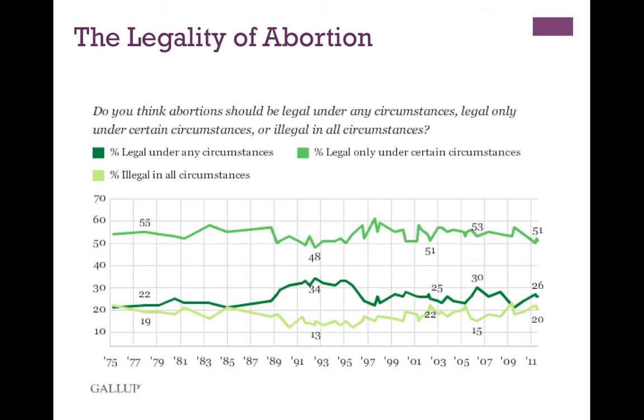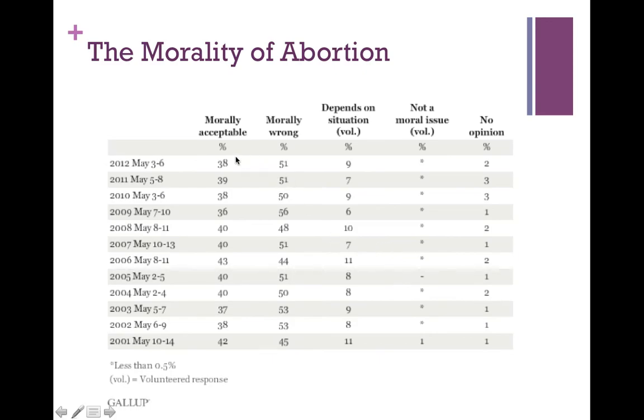But what I want to show you, and this is the point of showing this graph, is that we have 51% of the population who says legal under certain circumstances, and 26% who say legal no matter what. If you look at these two together, you're going to see that we have roughly 77% of the population saying, yeah, abortion should be legal, at least some of the time. You have the overwhelming majority of the population saying there should be allowances when abortion is legal. Now, with that in mind, look at this. People are asked, do you think abortion is morally acceptable, morally wrong, depends on the situation, not a moral issue?